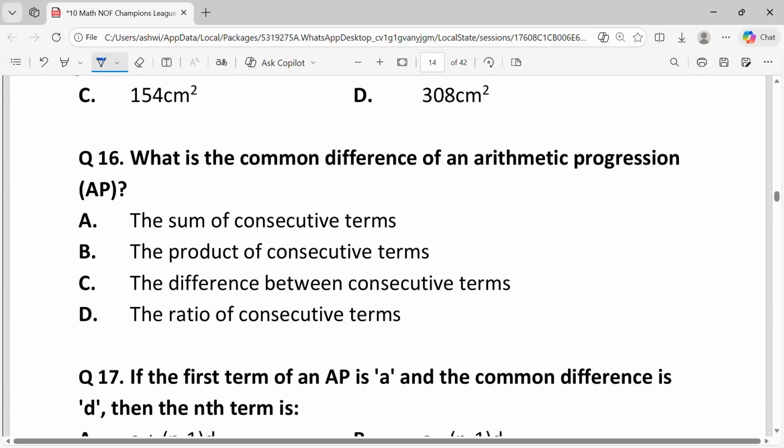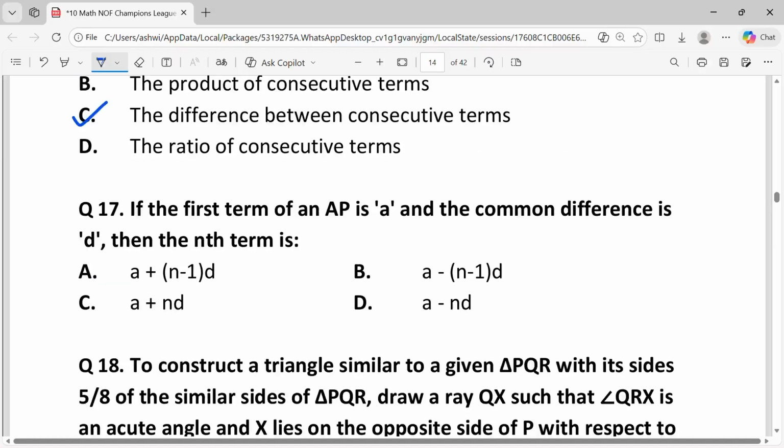Question 16. What is the common difference of an arithmetic progression, AP? The answer is C, the difference between consecutive terms. Question 17. If the first term of an AP is A and the common difference is D, then the nth term is A plus n minus 1 D.